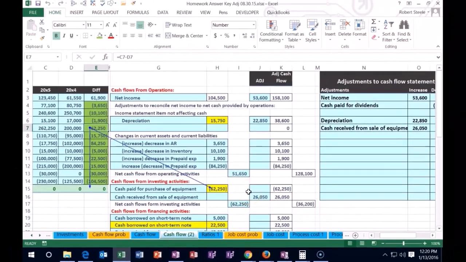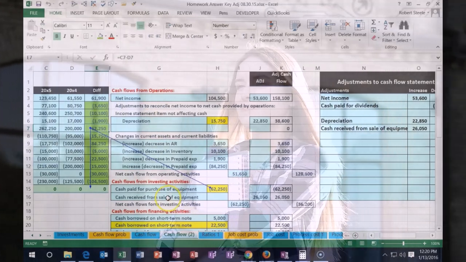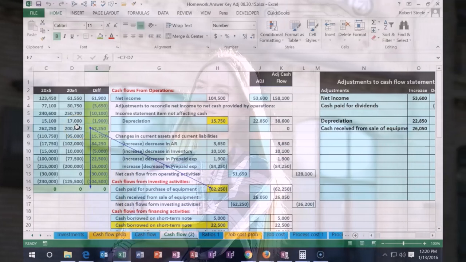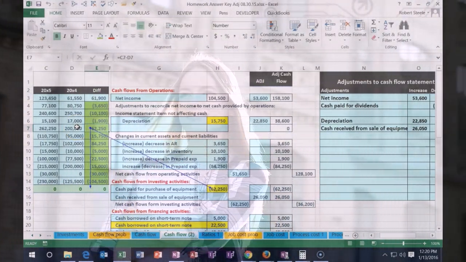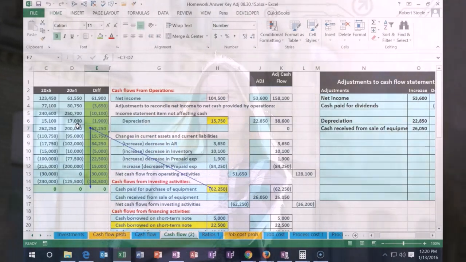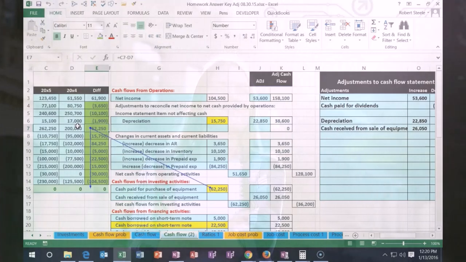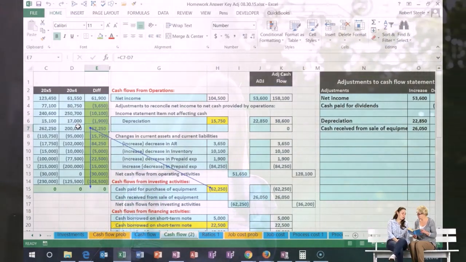Now, when we think about, okay, well, what happened? We assumed that cash was paid for the purchase of equipment because equipment went up as a whole. Now, obviously, again, in real life, we would look at the general ledger and say, well, what other activity is in there? But other than it went up, we're assuming just one purchase, but more purchases could be in there. And included within that area is not just the purchase, but the sale.